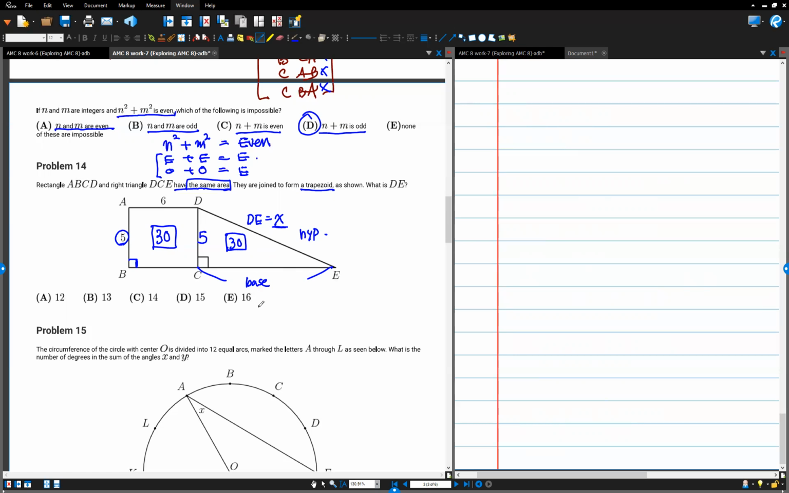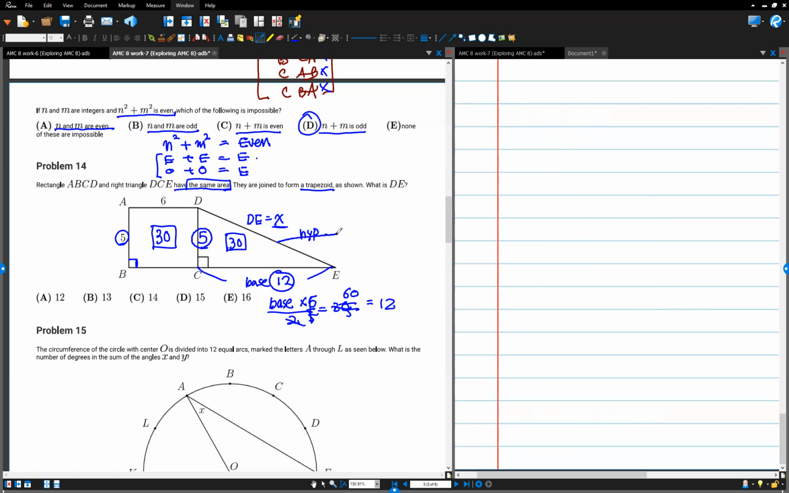That area is 30. So the base, I'm going to call it C, times the height 5, divided by 2, is the area of this triangle, 30. Times 2 on both sides is 60. When you divide by 5, this base equals 60 over 5, which is 12. Oh, this length is 12. Do you remember? We have 5 and 12.